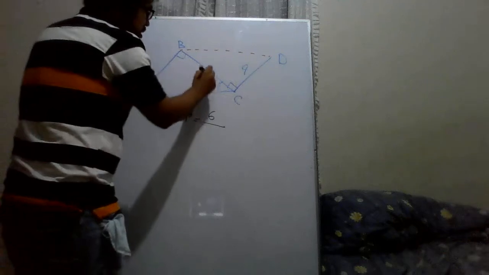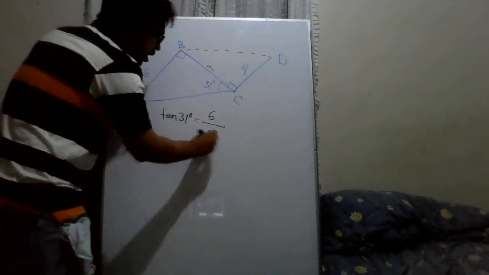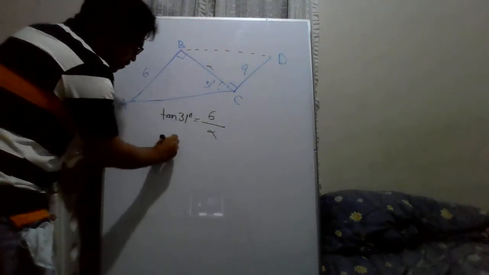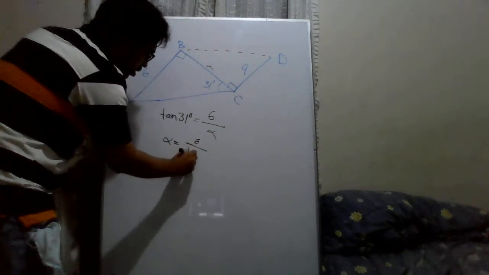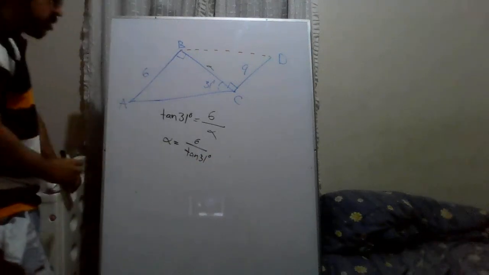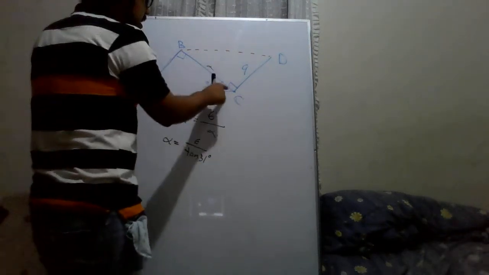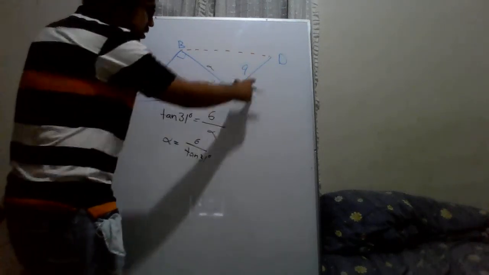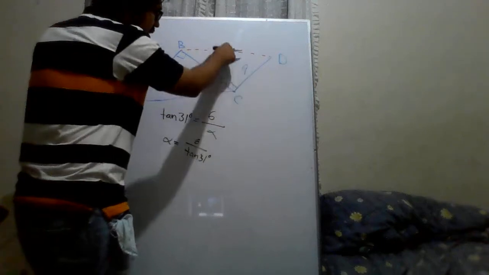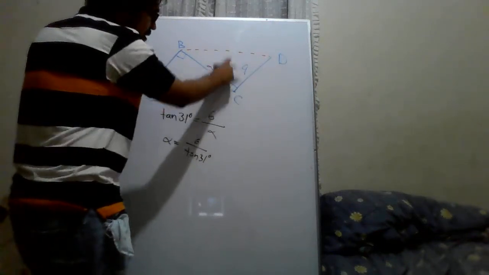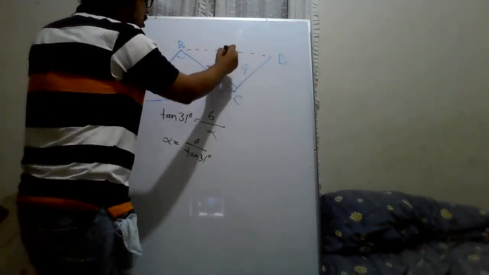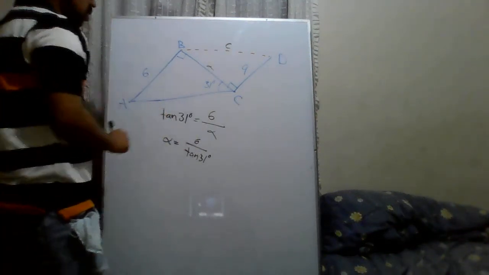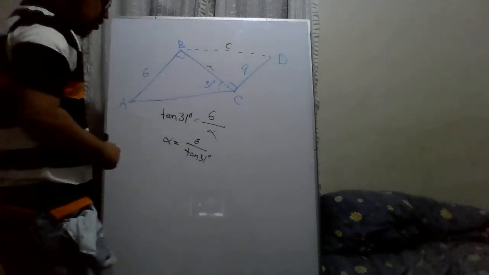Let's call it alpha. So solve this for alpha. Alpha is 6 over tangent of 31 degrees. And now you have this leg is 6 over the tangent of 31 degrees. And this is 9. So you have this leg, and this is the opposite to the right angle. So this is the hypotenuse. Let's call this C. And actually you are done.